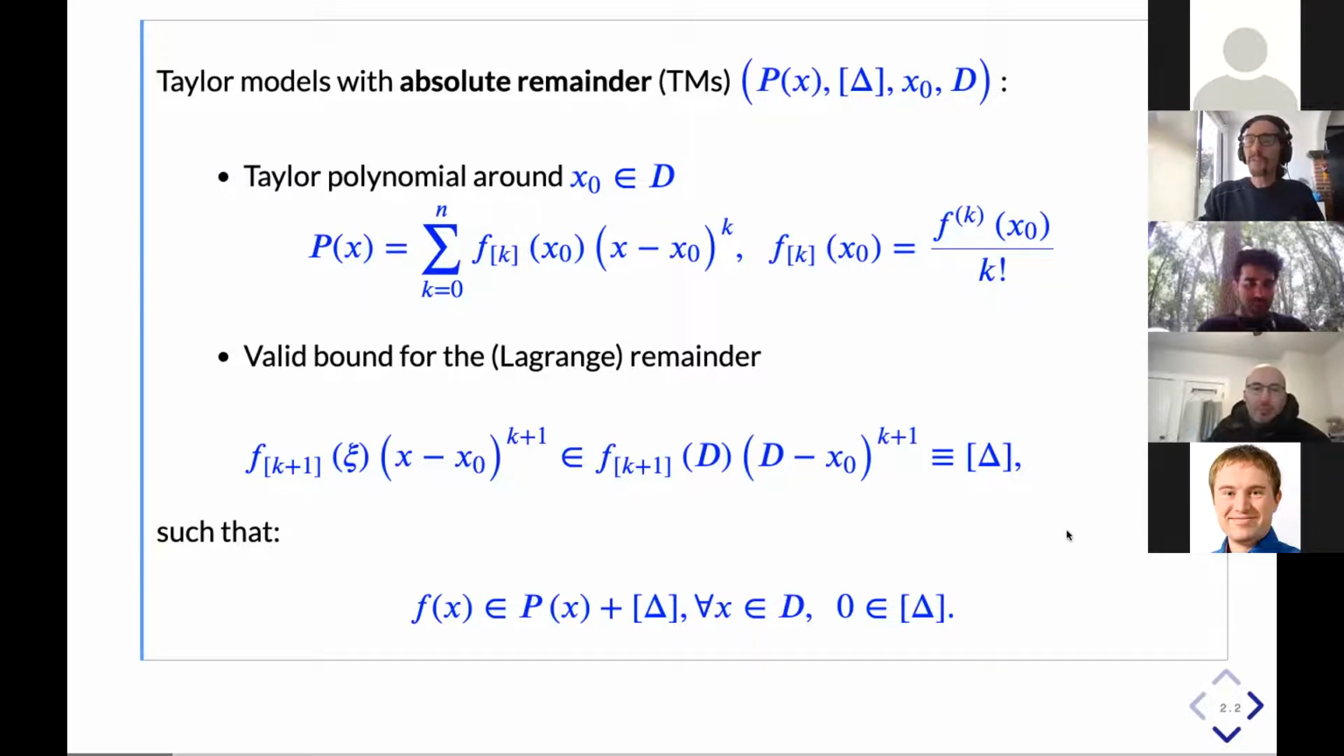And there are a couple of things. The idea is to guarantee, first, that f of x is inside that set for all x in the domain, and second, that the remainder contains 0. And this second condition means that actually there is a point inside where you have the exact solution.